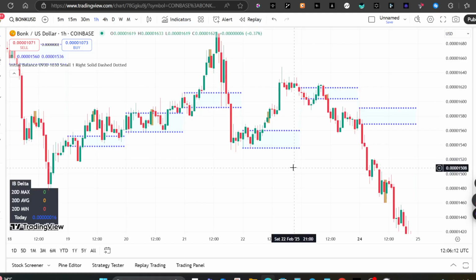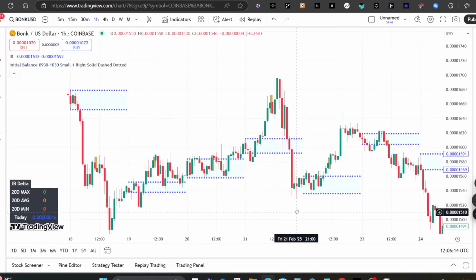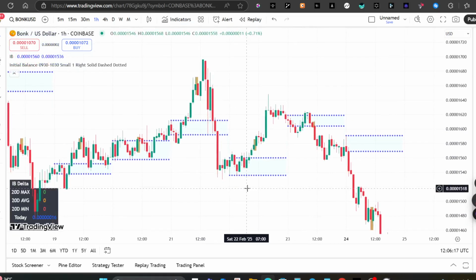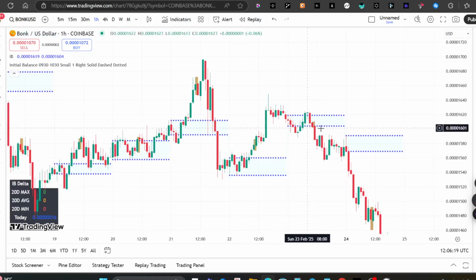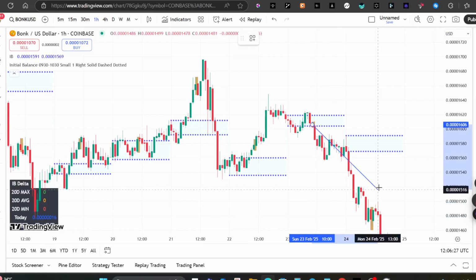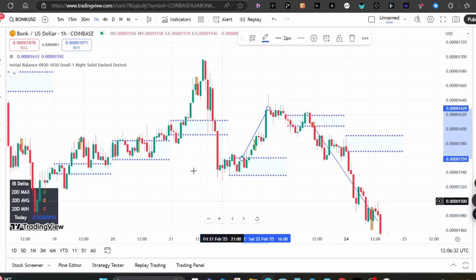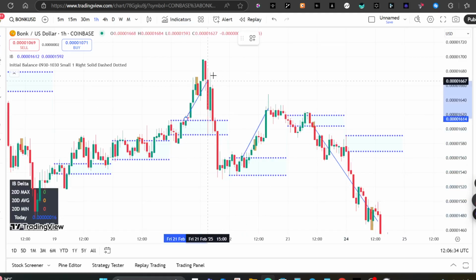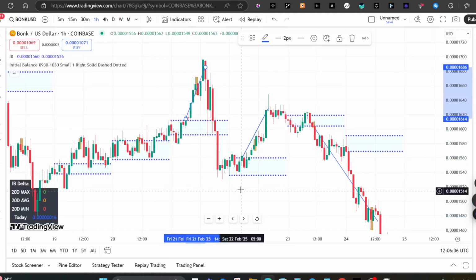In terms of breakout trading, if the price decisively breaks out of the IB range with strong volume, you can look for a continuation trade in the direction of that breakout. But always confirm with other indicators like volume profile or order flow data.